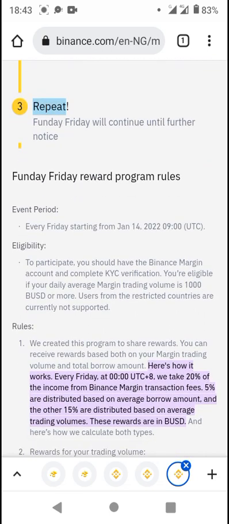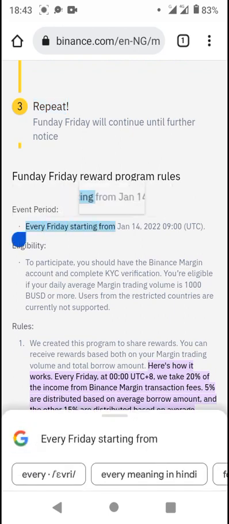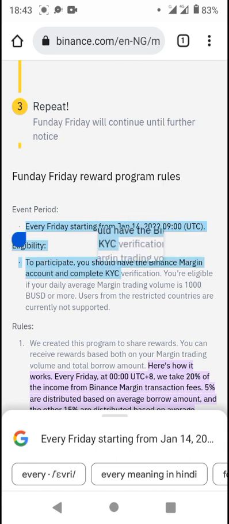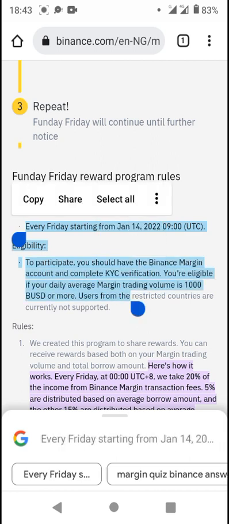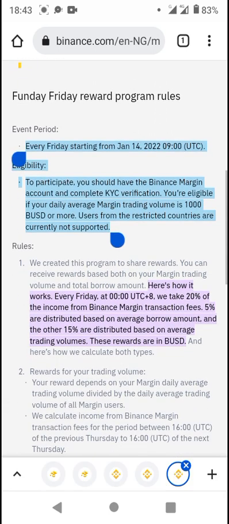So the Funded Friday reward program rules are that every Friday, starting from January 14th, 2022, Binance has this feature in place for eligible users. First and foremost, you need to have done your KYC and your account needs to be in place. You should have a Binance margin account. You are eligible if your daily average margin trading volume is 1000 BUSD or more.